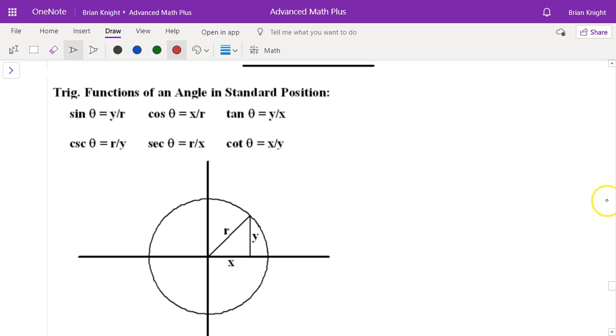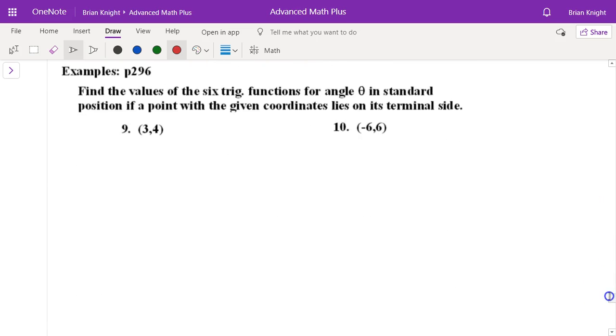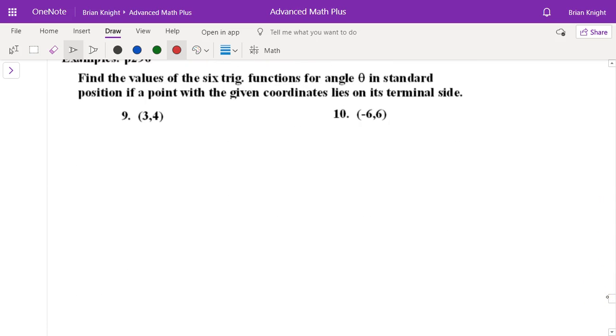That's cool. Let's try some. We got 2. It says, find the values of the 6 trig functions for angle theta in standard position if a point with the given coordinates lies on its terminal side. So, that's a lot to say. I'm just going to draw this on the first one, because I want y'all to understand it. You don't have to draw it.